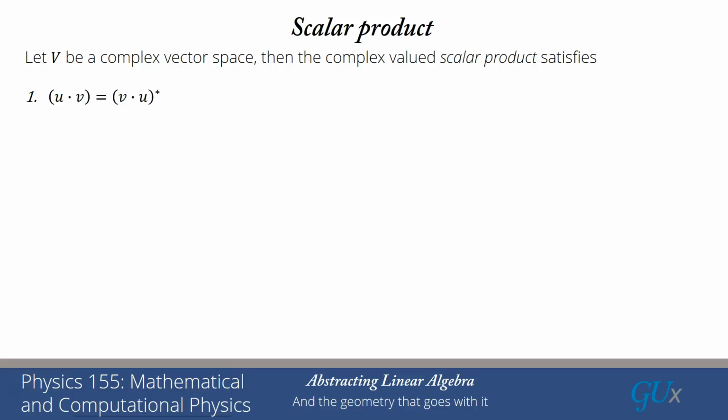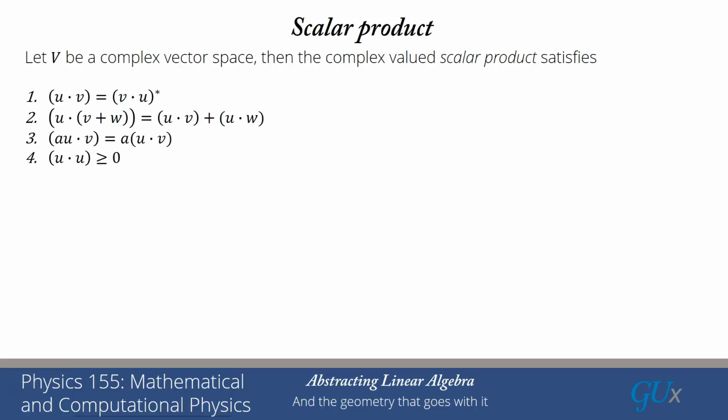The scalar product between u and v is equal to the scalar product between v and u, and then taking a complex conjugate of that. If I take u with a scalar product with the sum of v plus w, that's equal to the scalar product of u with v plus the scalar product of u with w. If I multiply a vector u by a before I take the scalar product, that's the same as multiplying a times the scalar product.